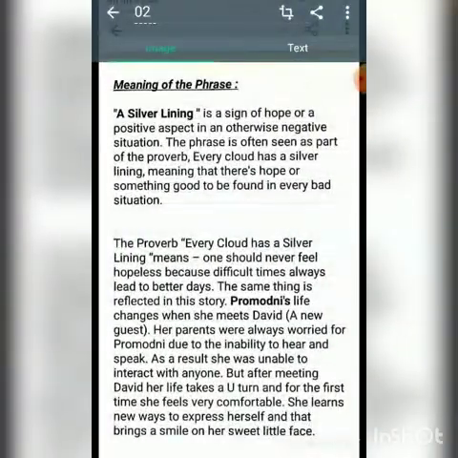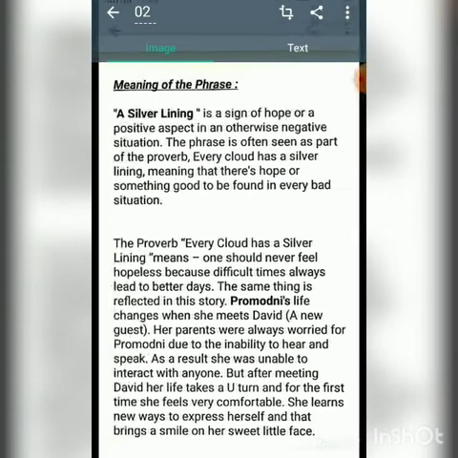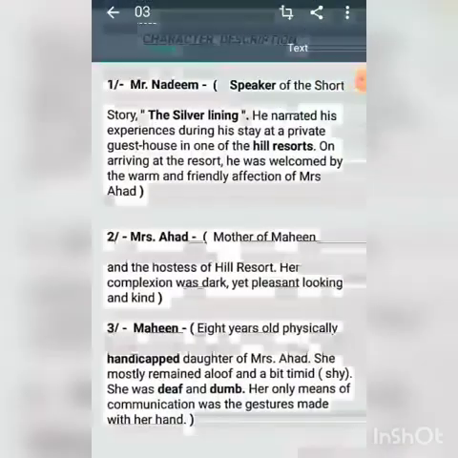So that is a ray of hope, the positive attitude towards a negative situation. In a very bad situation, Maheen met a new person, David. David knows sign language, and only then could Maheen also learn sign language from David, and she was the first student of David.